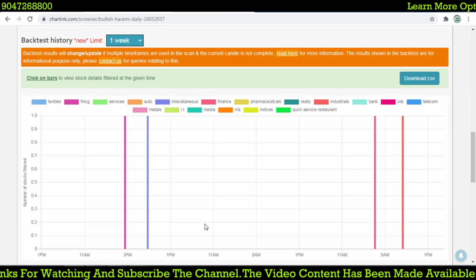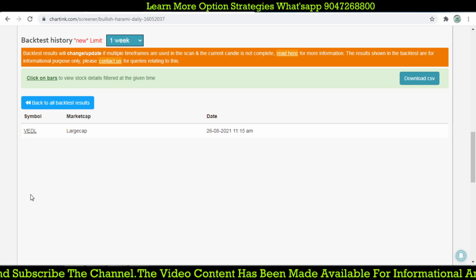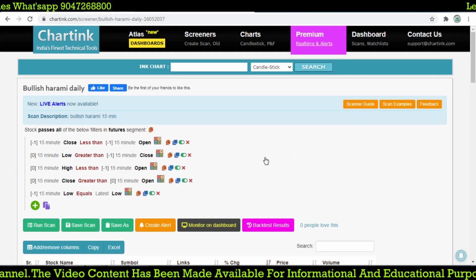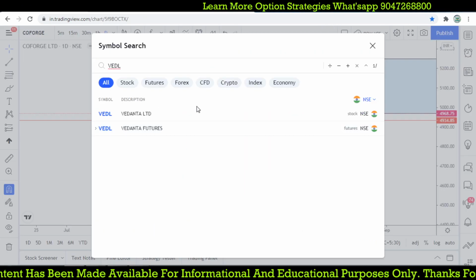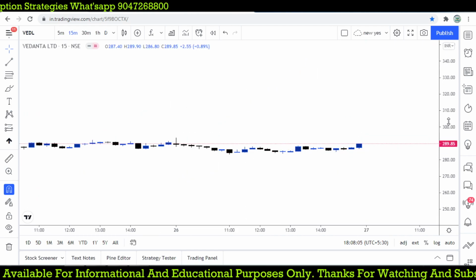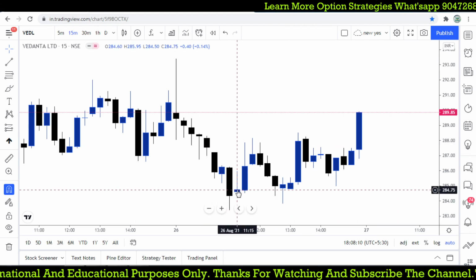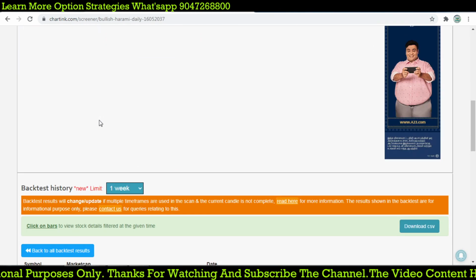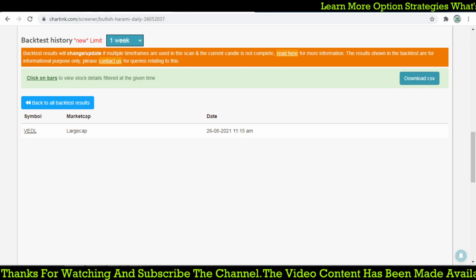Let's see if we find any stocks for intraday. Today, 26th August, we found one stock, that is VEDL, which forms around 11:15. Let's check whether the stock is forming such a pattern. VEDL on the 15 minutes time frame. This is the daily time frame; go for the 15 minutes time frame. Where is it? Here. Can you see that? At exactly 11:15 we found a candlestick pattern, VEDL forms a bullish Harami.